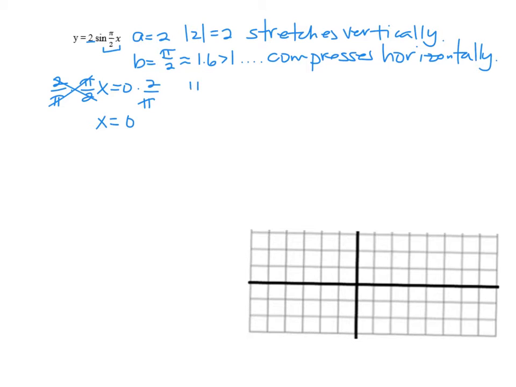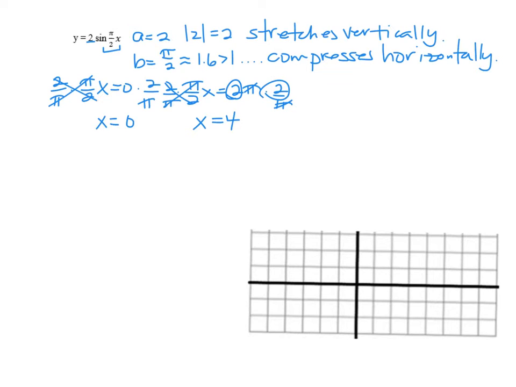When we set pi over 2x equal to 2 pi, and do the same thing, multiply by 2 over pi, those guys cancel. Now the pi's cancel on the right as well. And 2 times 2 is 4. So if you look at the graph that I gave you, notice it's not divided up with pi over 2 and pi anymore. Now we're going to start at 0 and end at 4.